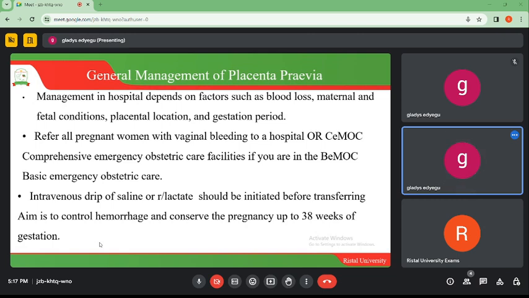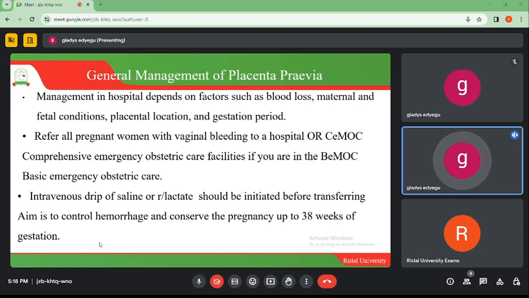So if you're in the hospital and you cannot manage this mother, or you are in the health center and you cannot manage this mother, you refer all pregnant women with vaginal bleeding to the hospital or to a CMOC facility. So a CMOC facility basically is a comprehensive emergency obstetric care facility. So if you cannot handle them in the BMOC facility, then you refer them to the CMOC facility where you find a theater, you have the doctors, and then you can blood transfuse this mother, and the baby and the mother are actually saved. And that is where we get the care that we can be able to give to this mother.